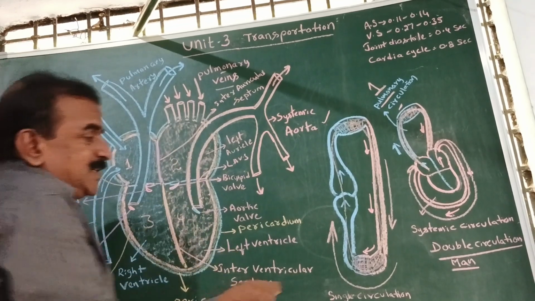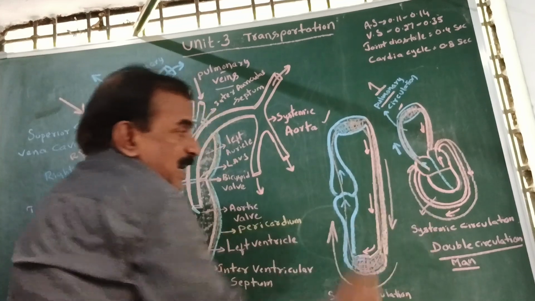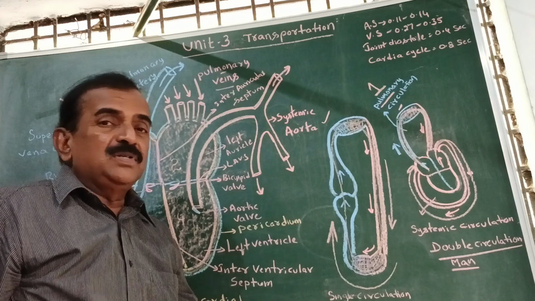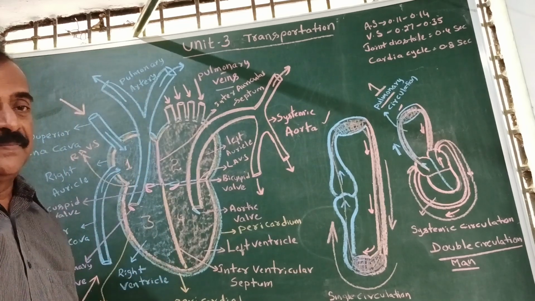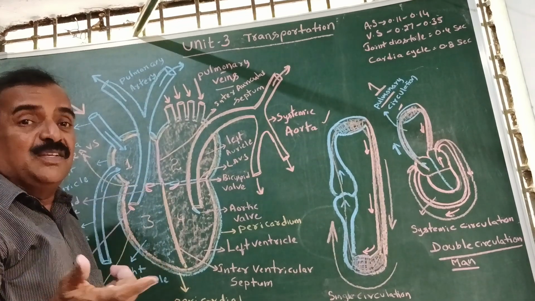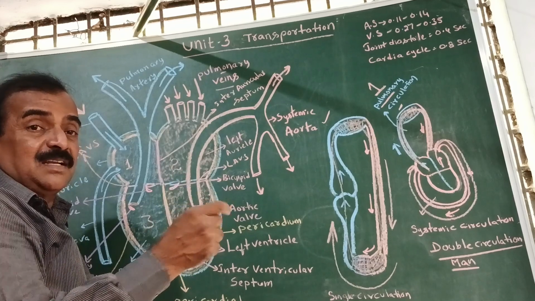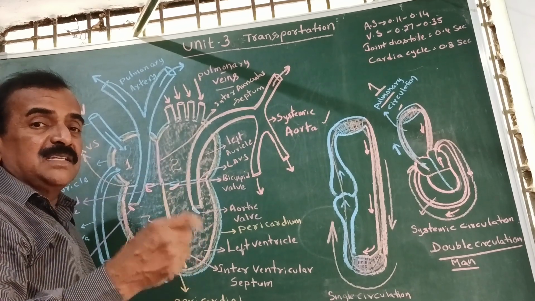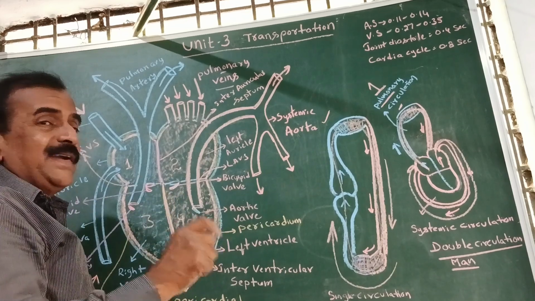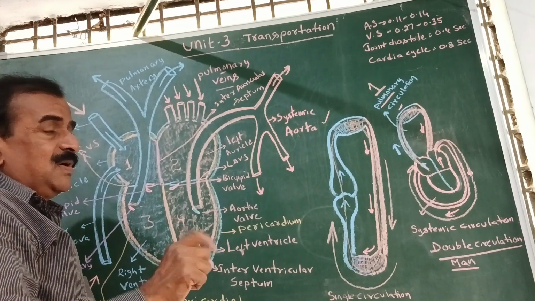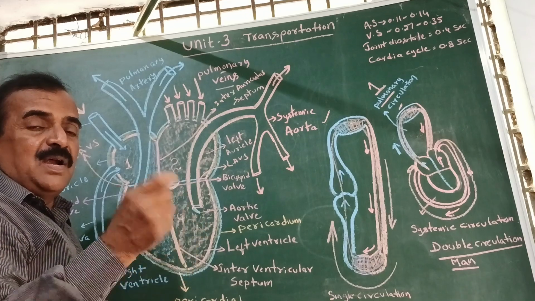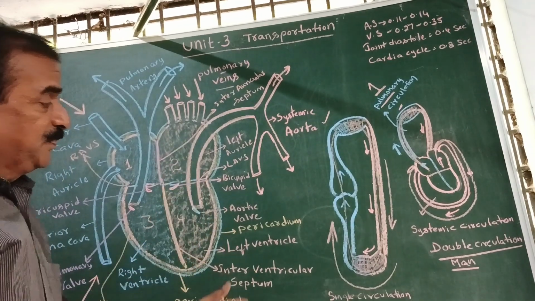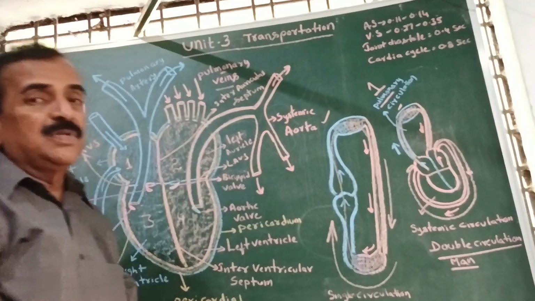So we discussed single circuit circulation and double circuit circulation. An example of single circuit circulation is fish, and of double circuit circulation are man and all mammals. In the examination you may be asked questions like: What is single circuit circulation? Give an example. Draw the single circuit circulation heart. And what is double circuit circulation? Give an example. Draw a well labeled diagram of double circuit circulation. Like that, in the examination you get questions on single circuit and double circuit circulation.